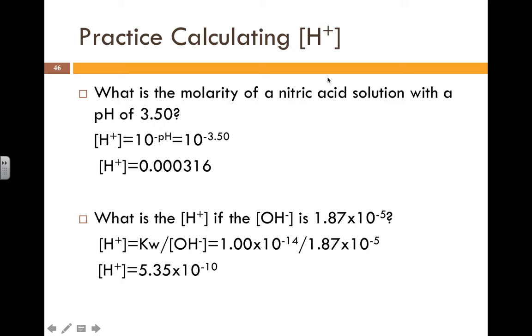Well, nitric acid is an acid. So if we want the molarity, that means we're solving for the H+ concentration. Well, we know to go from pH to the H+ concentration, we're going to take 10 to the power negative pH. So we'd hit the shift button and then the log function, because this is kind of anti-log, if you will. So we'd do 10 to the power negative 3.50. When we solve for that, we find that the H+ concentration, the molarity, is 0.000316 molar.